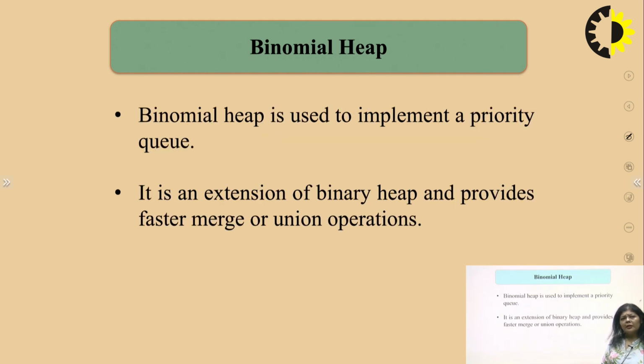Now, binomial heap is used to implement a priority queue. So this is the application of this data structure: for implementing priority queues, we are mostly using binomial heaps. We already have discussed that it is essentially an extension of the binary heap, and it provides faster merge and union operations. So for example, if we have multiple heap trees with us, we can combine them together easily and with faster operational speed in the case of binomial heaps.